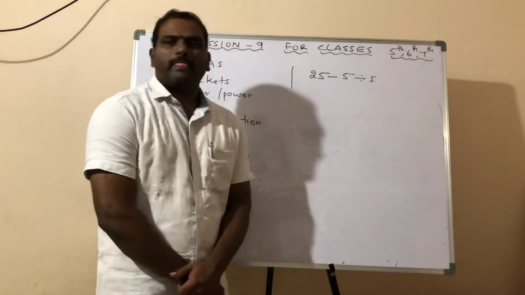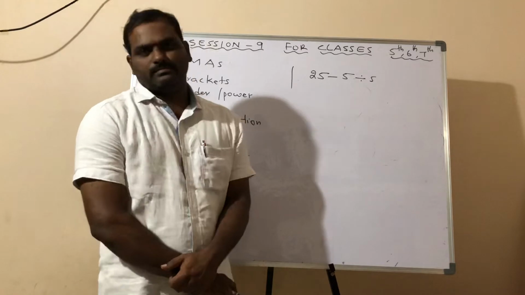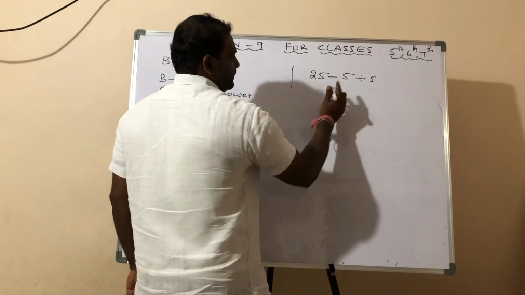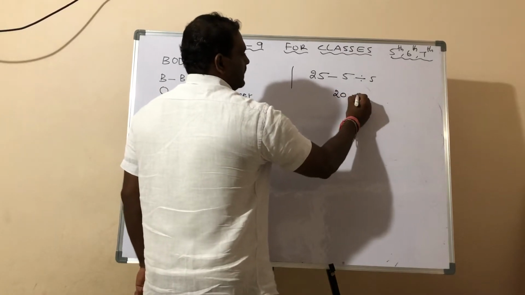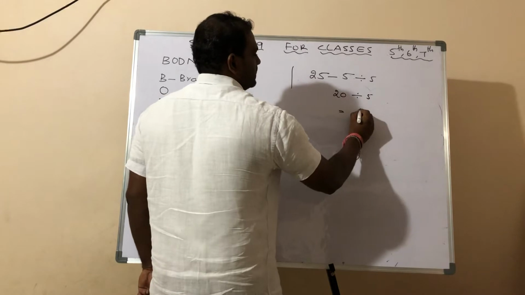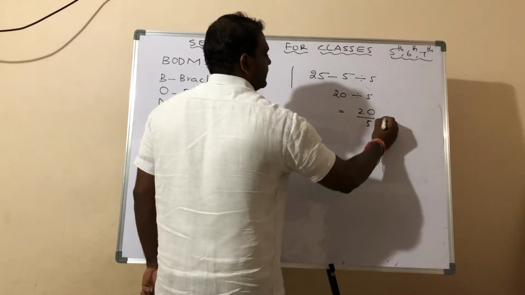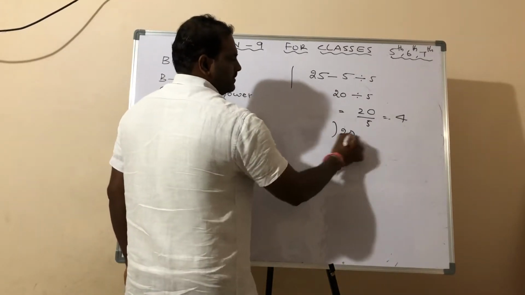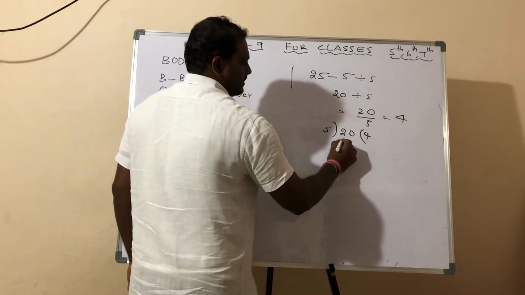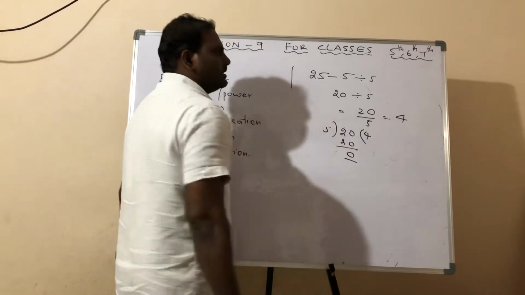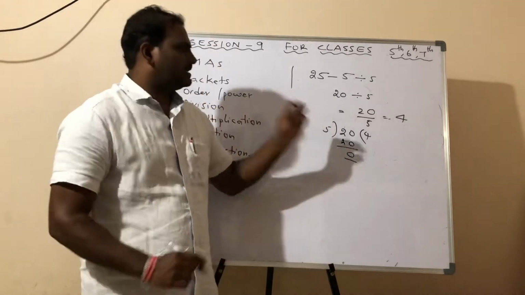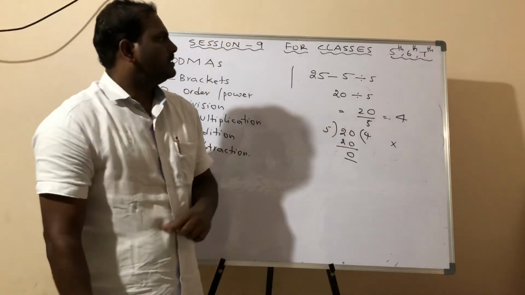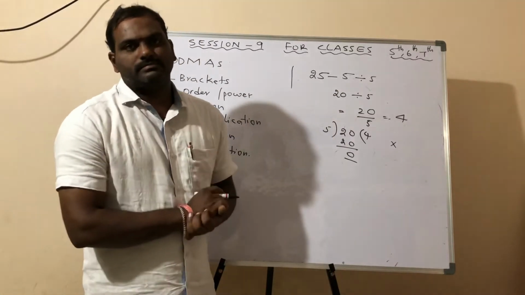Suppose this is the question given. What will the students do? In general, what the students will do is 25 minus 5, it is 20. 20 divided by 5, it is 4, because 5 fours are 20. All the students will do this type of sum. They say that this is the answer. But this answer is wrong.